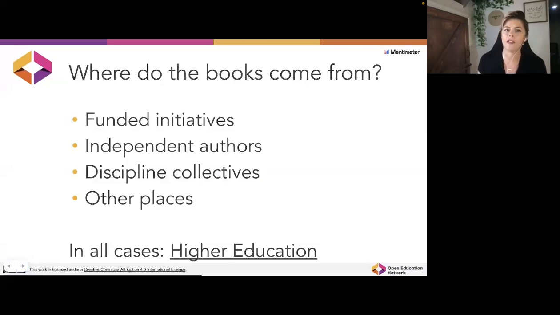And one question that we often get is, where do these books come from? We always want to make sure that we help folks understand that books within that library are usually funded through different initiatives. Sometimes they're created by independent authors. There are discipline collectives, other places, but almost entirely they are created, supported, and funded with the goal of creating really affordable resources for folks to choose from. So the Open Textbook Library is one of our strategies to increase awareness about open textbooks.